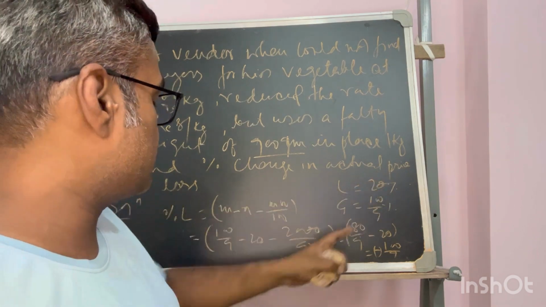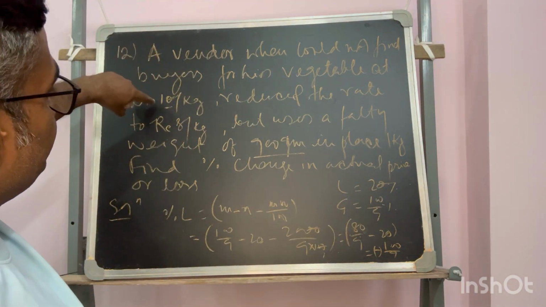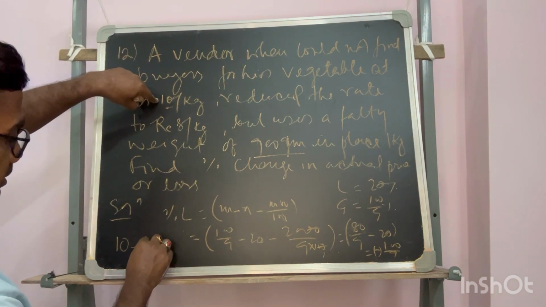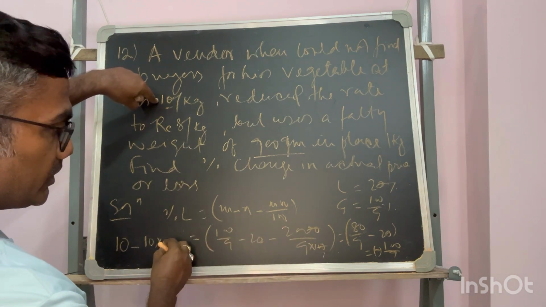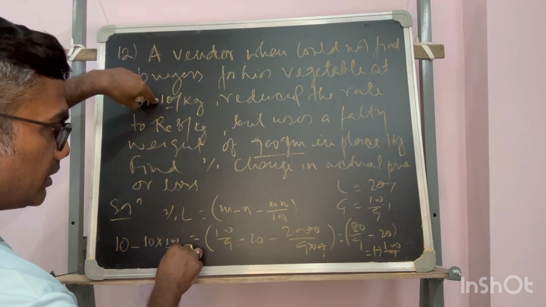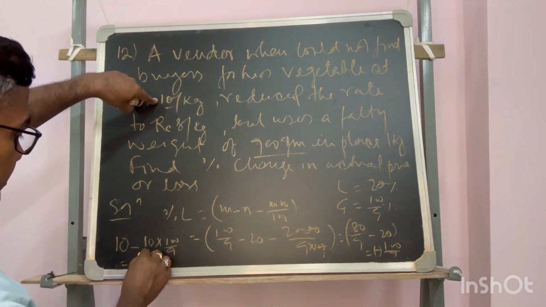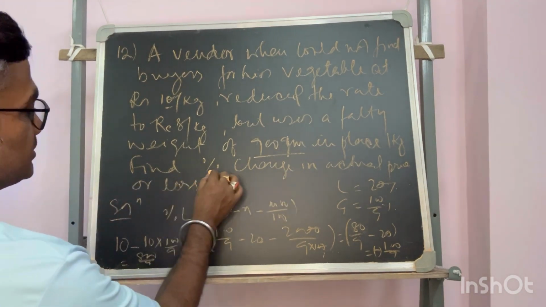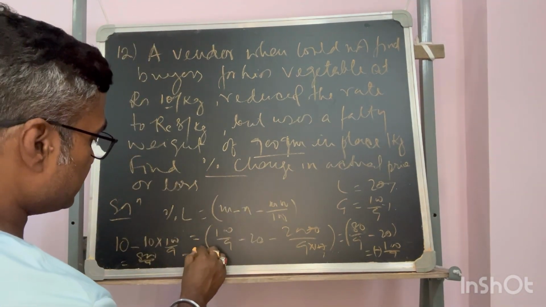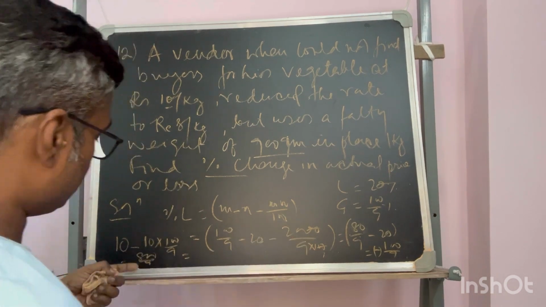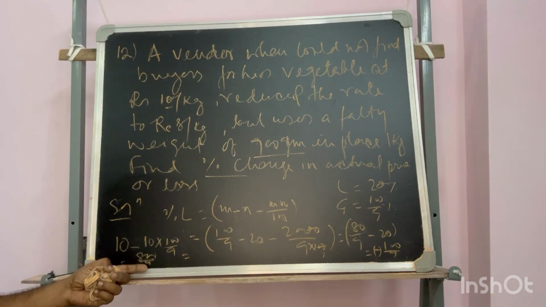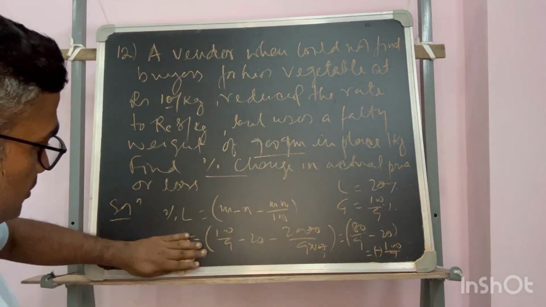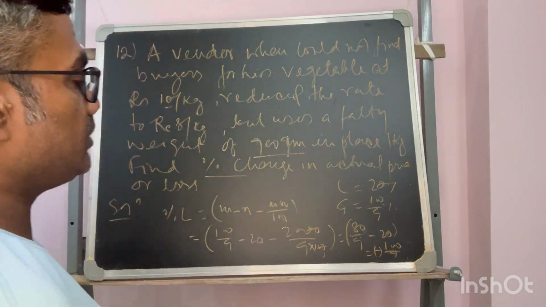The change in actual price: the price was 10 per kg. So the change in actual price is 10 into the loss, 100 upon 9, which gives 1000 by 9 percent. This will be the change in price. So there would be two answers. The percentage change in price means the same as the loss, because ultimately if you divide by the actual price, you will get the same result. So the loss you calculate will be 100 upon 9.